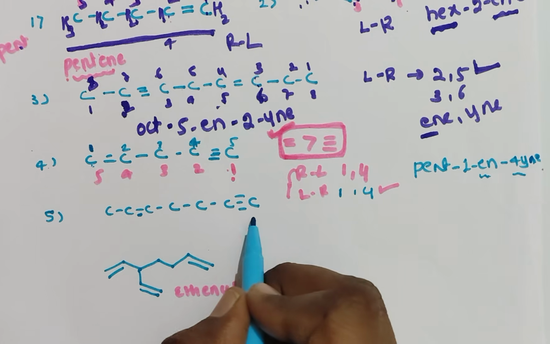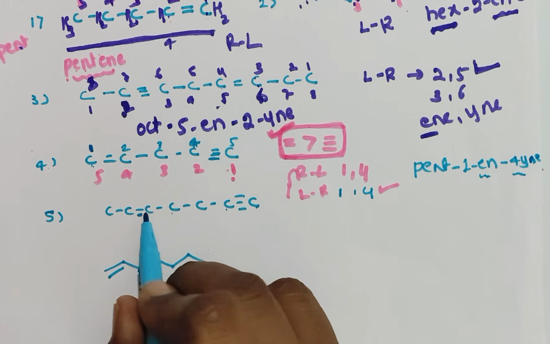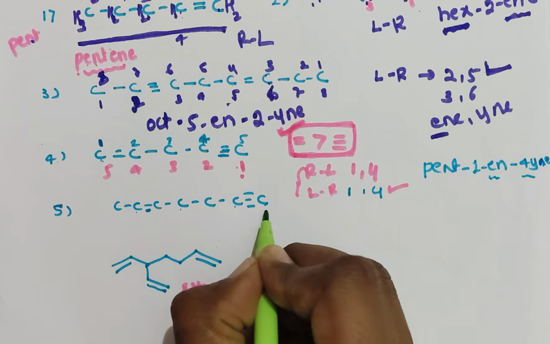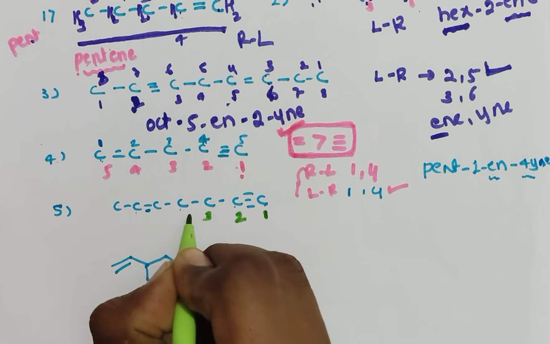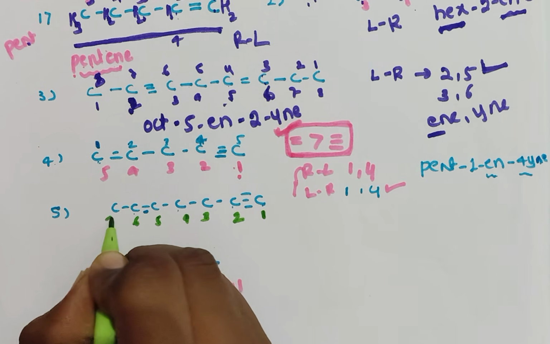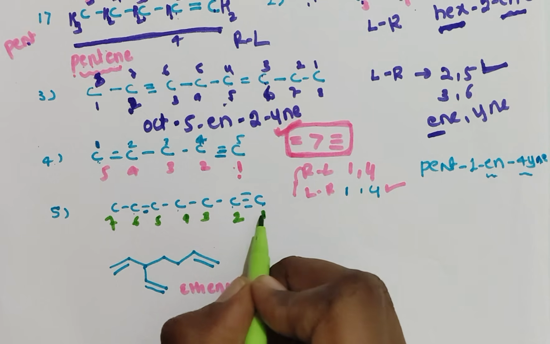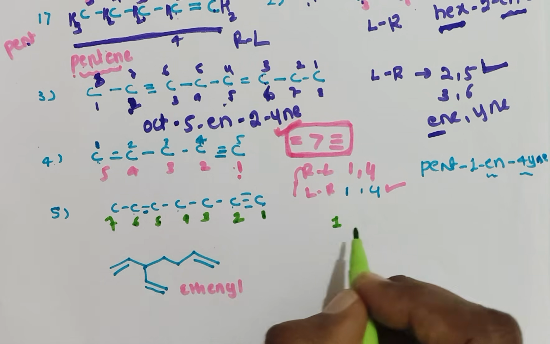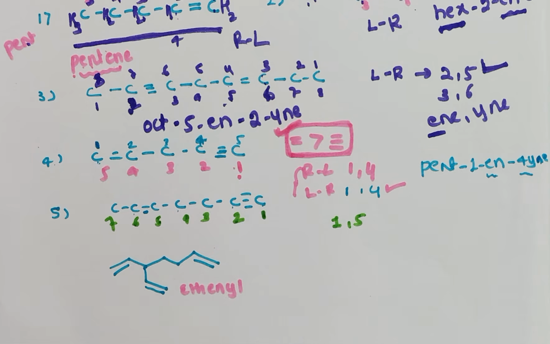In next compound what happens? There are 1 2 3 4 5 6 7 carbon atoms. Okay, numbering from right to left what happens? 1 2 3 4 5 6 7. Okay, between 1 and 2 triple bond is there, locant is 1. Between 5 and 6 double bond is there, locant is 1, 5.